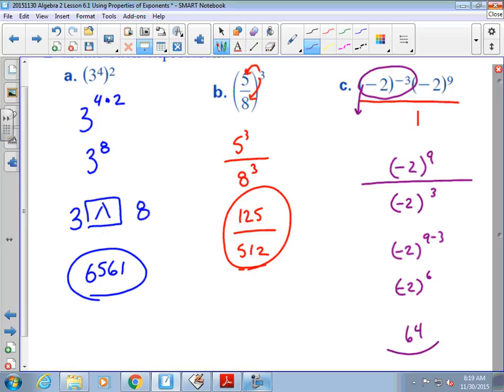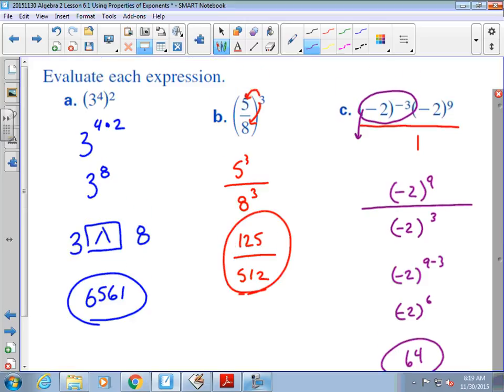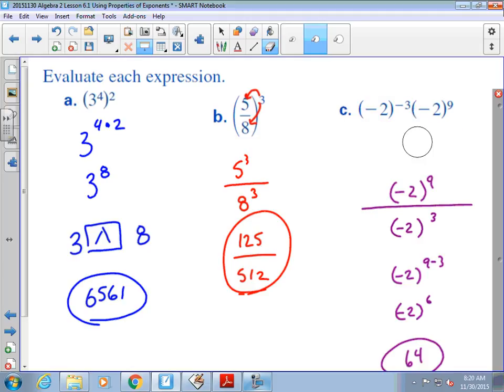Now there's another way to do this, and some of y'all might have looked at it and said, wait, why did you have to do all of that? Because I wanted to show when you have division involved.